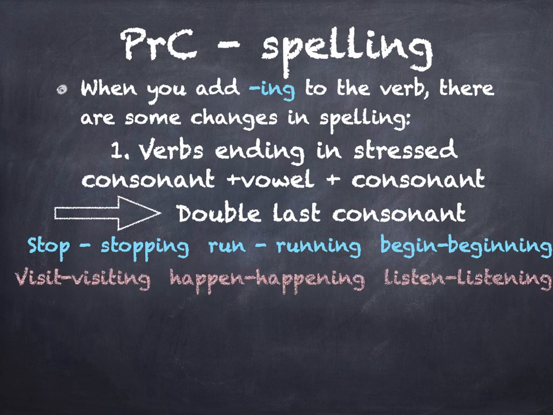It doesn't happen with visit, happen, and listen. The three of them end with consonant, vowel, consonant: sit, pen, ten. But the stressed syllable is not the last one. It's not the one that we are attaching the ing to. It's the first one. Visit, happen, listen. So that is why in these instances we don't double the last consonant, right?